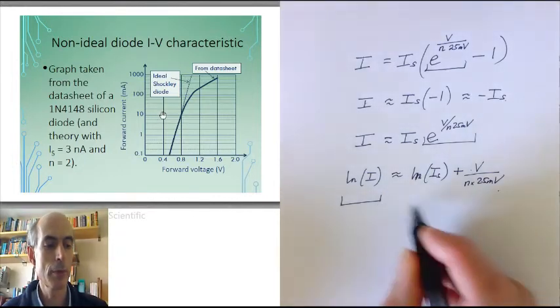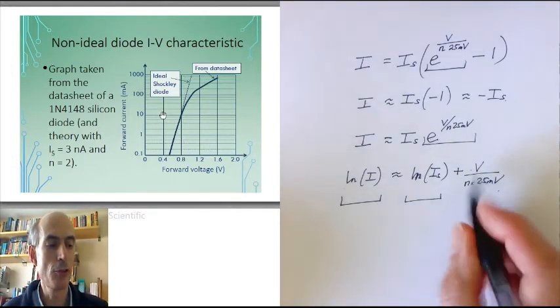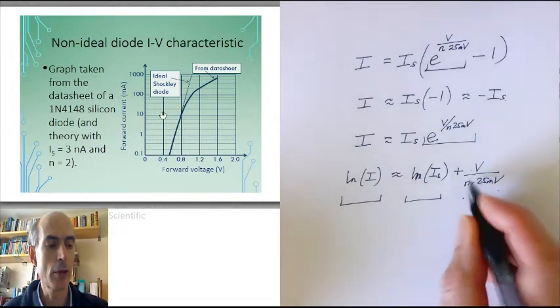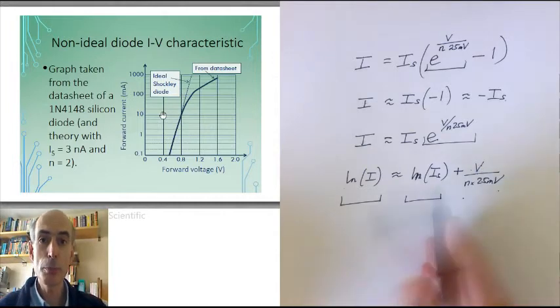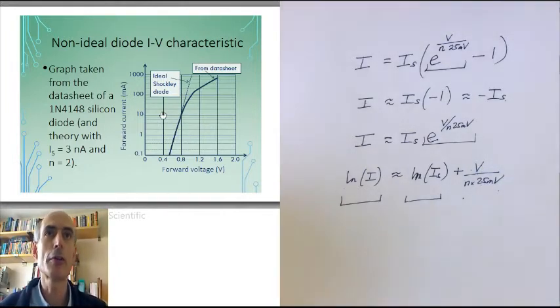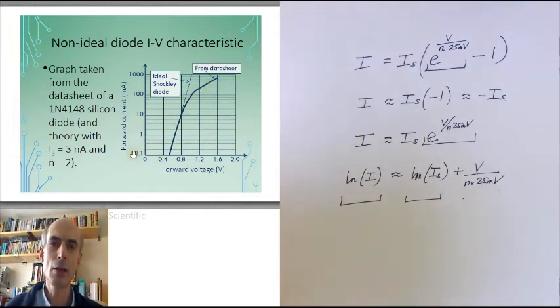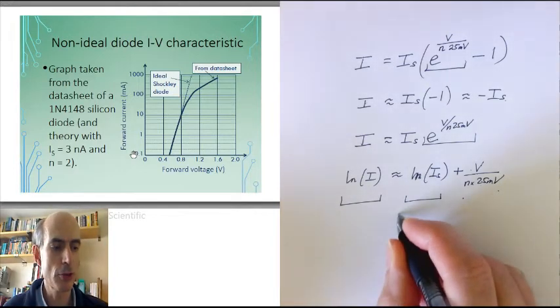The logarithm of the current is a constant plus a gradient, in this case 1 over N times 25 millivolts times V. So I would expect a straight line if I plotted the log of the current, and I do, until we get to this point here at about 10 milliamps. And then the real diode starts to give less current than you might expect. Why? Well, it's because the Shockley equation only applies to the PN junction itself.